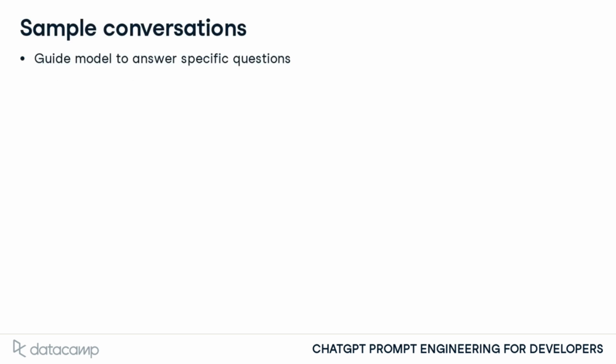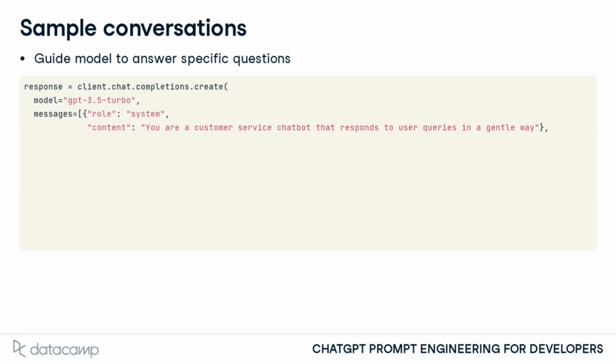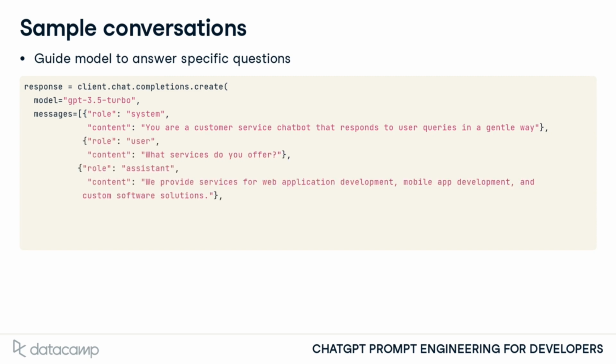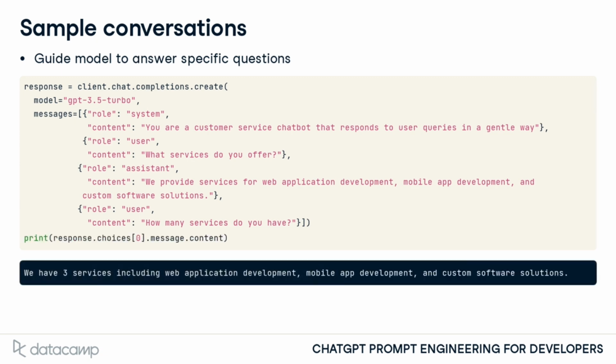We can guide the model with sample conversations. For example, we can tell the model via a system message that it's a customer service chatbot. We then provide a user prompt asking about services and an assistant response listing them. The model will use this context to answer questions such as how many services are offered. A disadvantage of this method is that it may require many sample questions and answers.